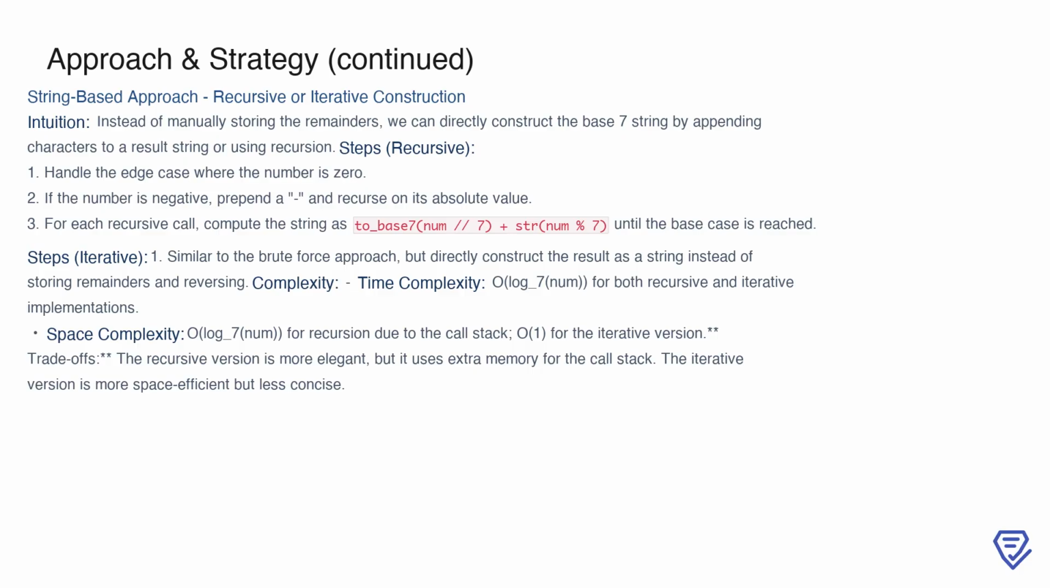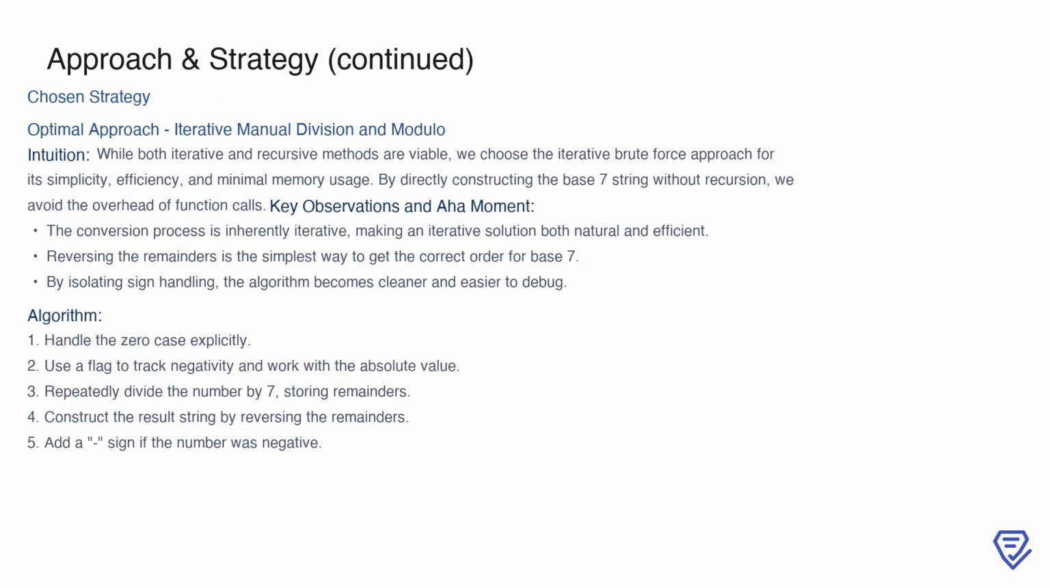While recursion provides an elegant solution, it involves extra memory costs, making the iterative version a more practical choice in environments with strict resource constraints. For this problem, we select the iterative brute force approach as the optimal strategy due to its simplicity, efficiency, and minimal memory usage. By iteratively performing manual division and modulo operations, we can directly construct the base 7 string without relying on recursion, which helps avoid the overhead of function calls. The process naturally aligns with the iterative nature of base conversion.